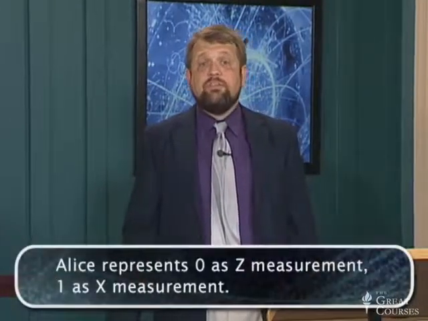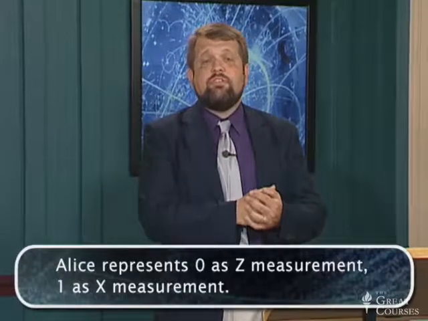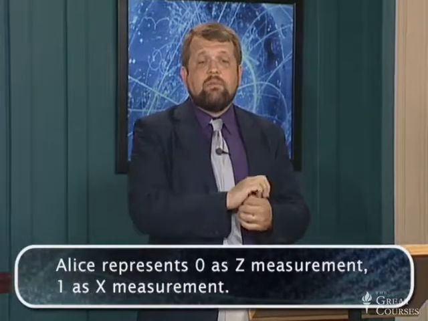So what does Alice do? Alice represents the message 0 as a Z measurement. If she wants to send 0, she makes a Z measurement. If she wants to send 1, she sends an X measurement. Bob, on his side, makes thousands of copies of the qubit, performs a lot of measurements on them, and receives Alice's message immediately. He can tell immediately which measurement she made.